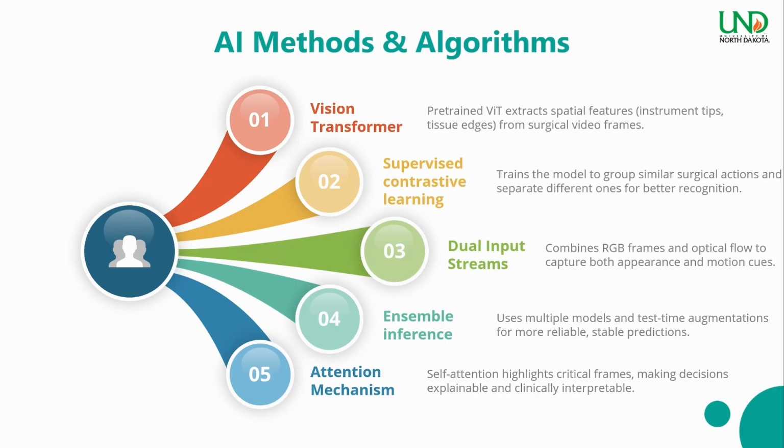So the paper used several AI methods. It talked about a vision transformer, which is what we'll dive into, that extracts spatial features from surgical frames. And then it had supervised contrastive learning, which separates different surgical actions. It used dual input streams combining RGB frames and optical flow. And it had an ensemble inference that stabilized the predictions across multiple models. And then it used an attention mechanism to highlight critical frames and improve interpretability.